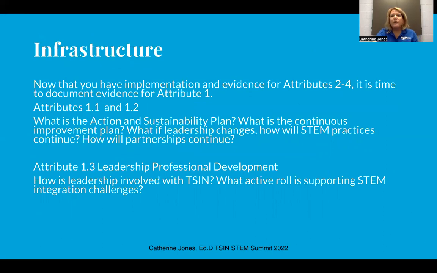So now that we've talked about 2, 3, 4, and 5, we're ready to talk about attribute 1, the infrastructure. Attributes 1.1 and 1.2 are the action and sustainability plan. So what is the plan? What is the continuous improvement plan? What if leadership changes? How will STEM practices continue? How will partnerships continue? I have some things to consider.